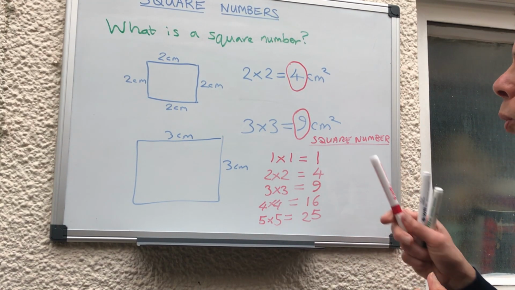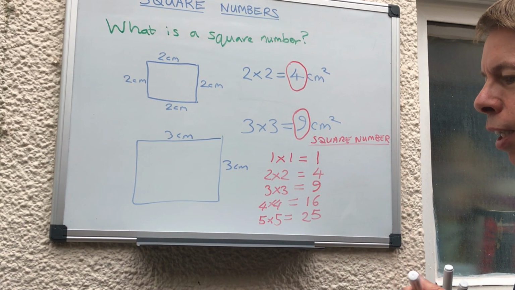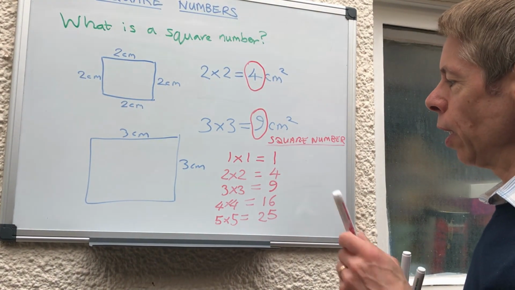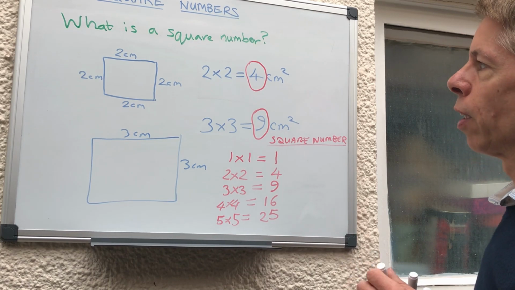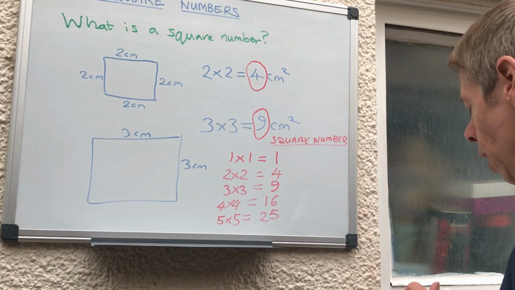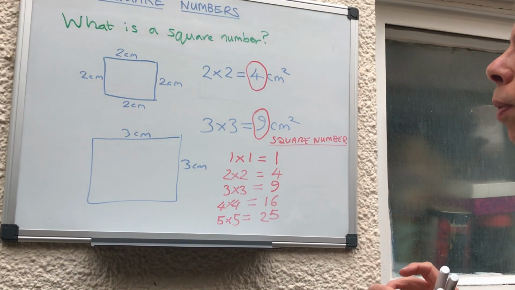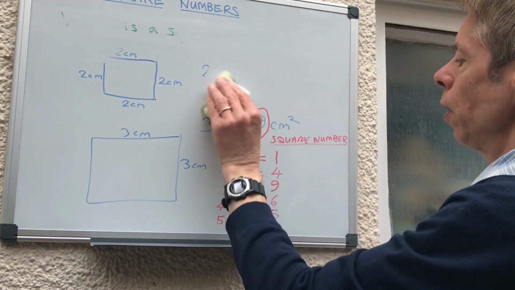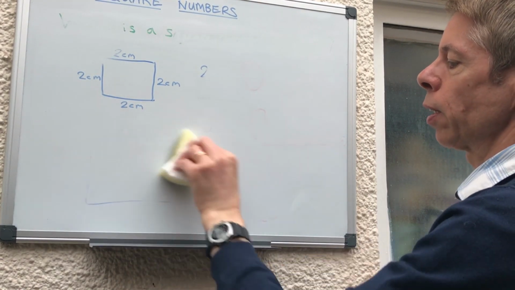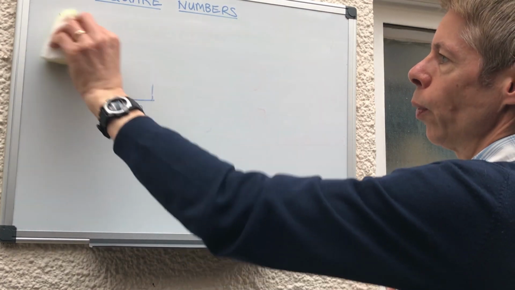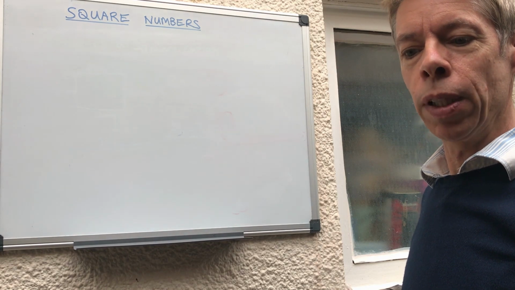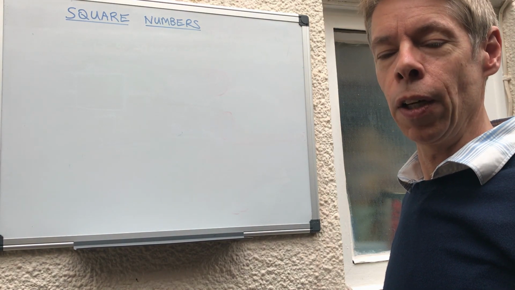A square number is always a whole number. So you can't say a square number is 1.1 multiplied by 1.1, whatever the answer is. A square number has to be a whole number. So a square number is a whole number, and it's the product or result of multiplying a number by itself. So let's write down the first 10 square numbers, in fact. In primary school, we look at numbers particularly between 1 and 100.